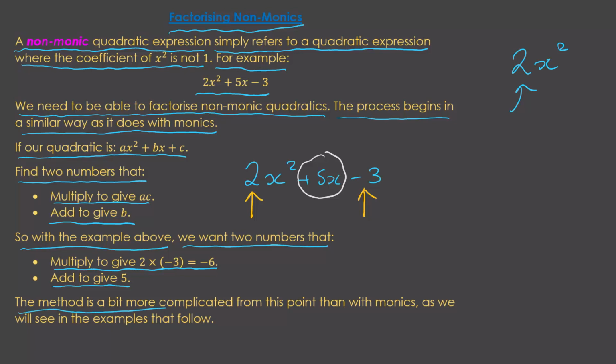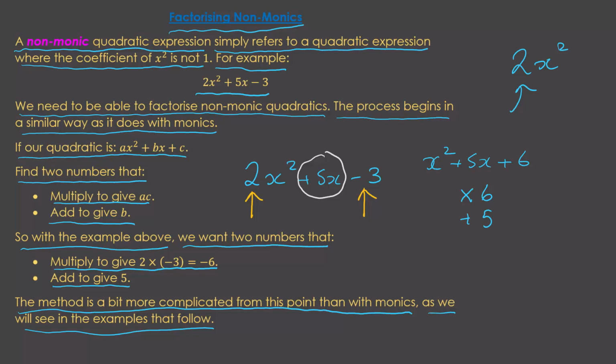The method is a bit more complicated from this point than with monics, as we will see in the examples that follow. But I just want to make a note here. Let's suppose we had something like x squared plus 5x plus 6, so we've got a monic. What we were doing was multiplying to give 6 and adding to give 5.